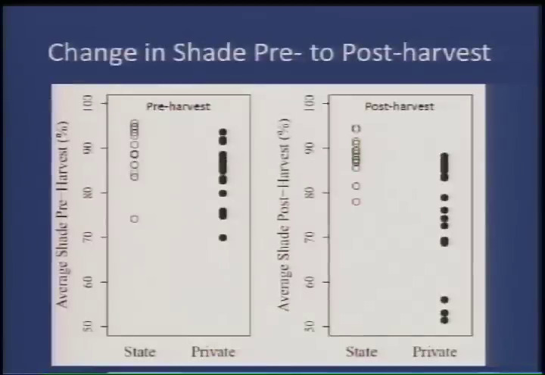There was a change in shade, as you can see, for the private sites post-harvest. Those are the dark circles. A lot of sites do drop in their levels of shade, but not all.